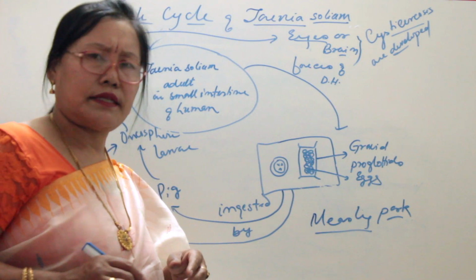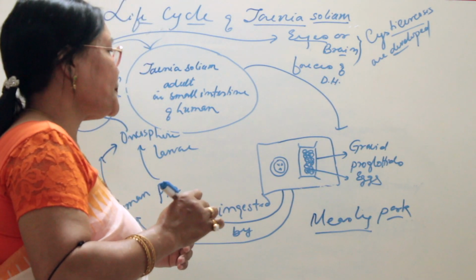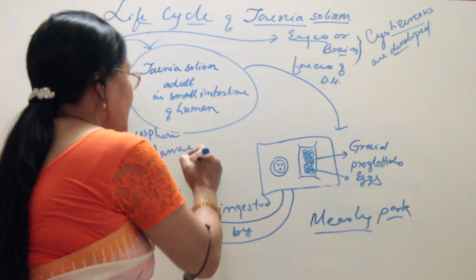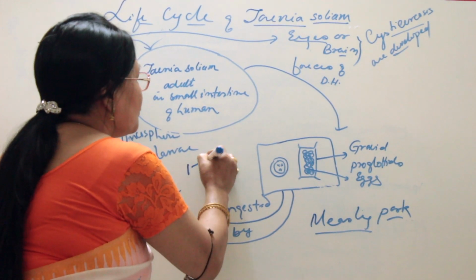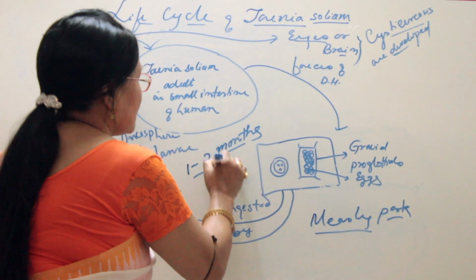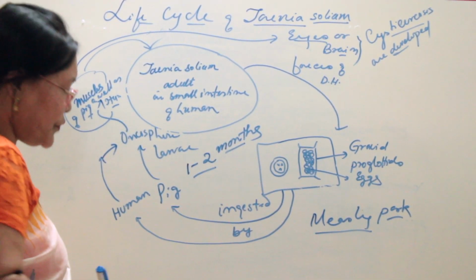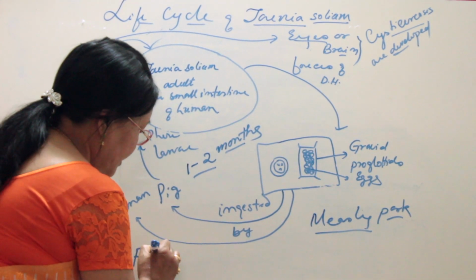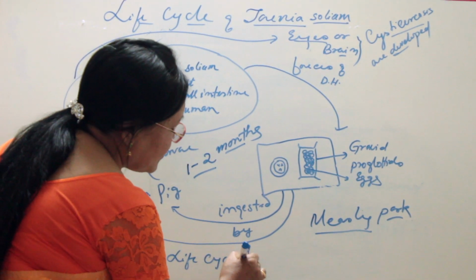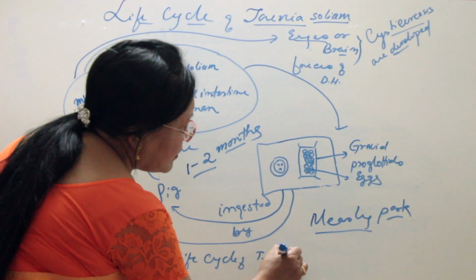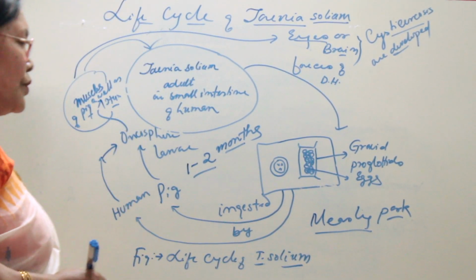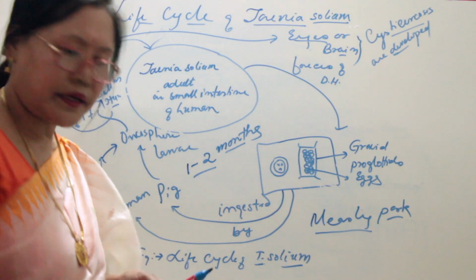Then what about duration? From the beginning up to the end of the life cycle, it can take about 1 to 2 months. Then you should write in the figure: life cycle of Taenia solium. So this is about the life cycle.